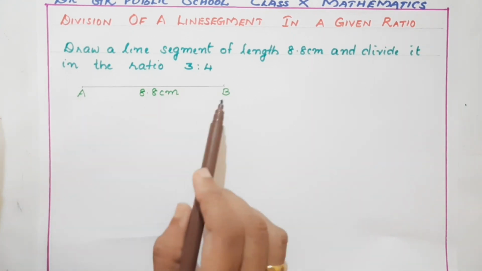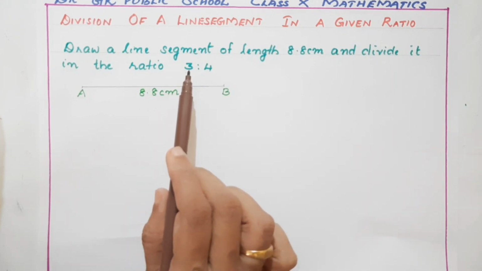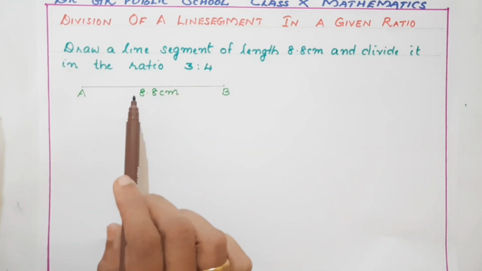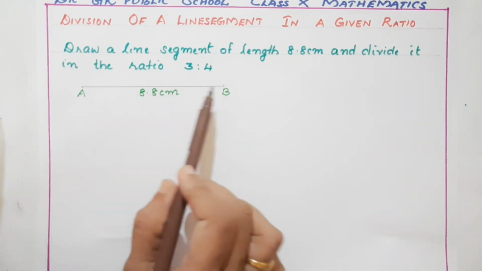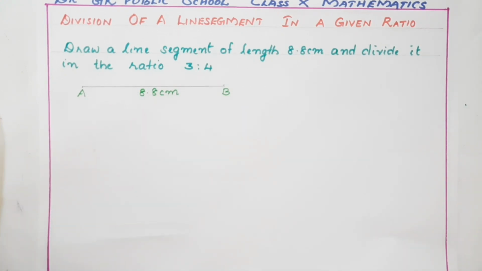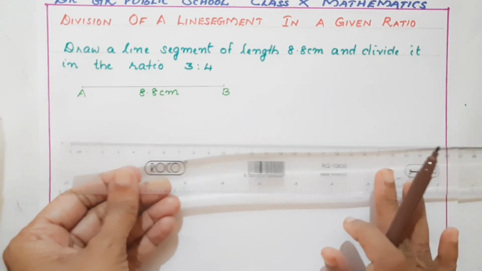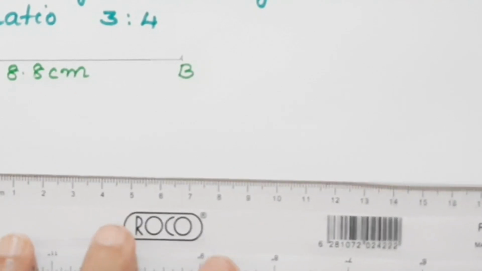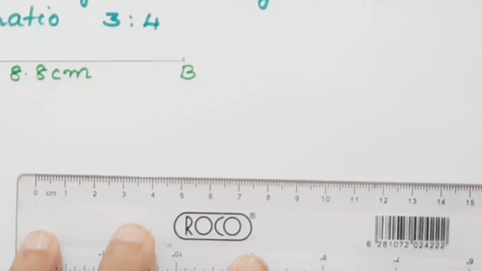Okay, so we have a line segment of length 8.8 centimeter. We have to divide it in the ratio 3:4. That means we have to find out a point on this line segment which divides the line segment in the ratio 3:4. Okay, let's start. So first we are starting with the line segment of length 8.8 centimeter. So here I am drawing 8.8 centimeter length line segment.